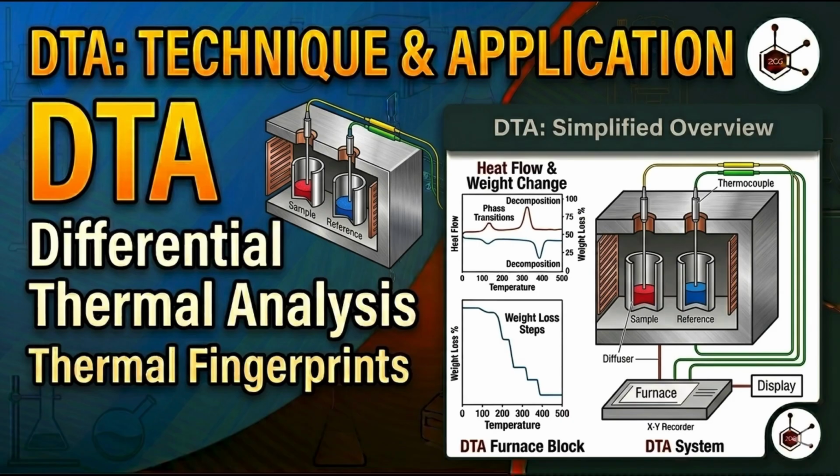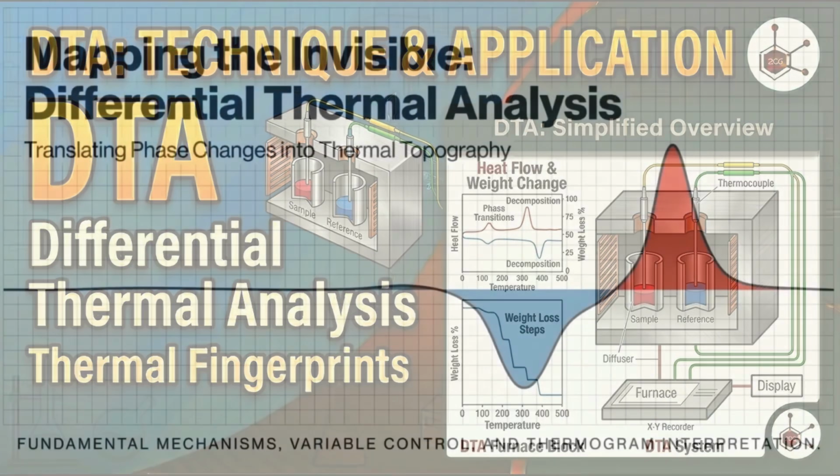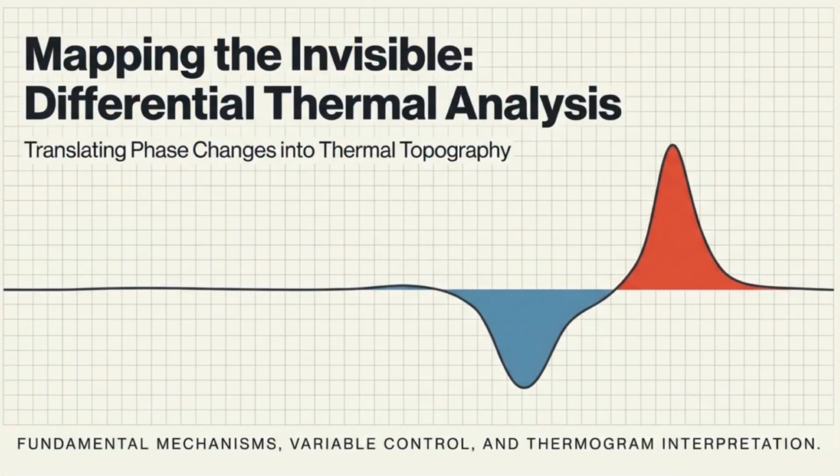So today's lecture is about DTA or Differential Thermal Analysis, and this is the next lecture about thermal methods of analysis or thermoanalytical techniques. So we have given the title of today's lecture: mapping the invisible with the help of differential thermal analysis, or we can say that we are translating the phase changes into thermal topography.